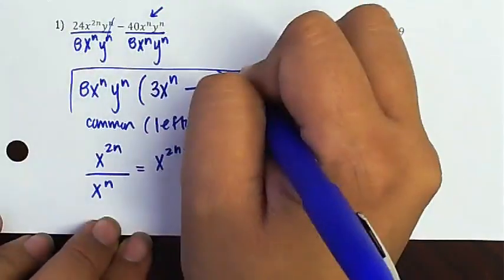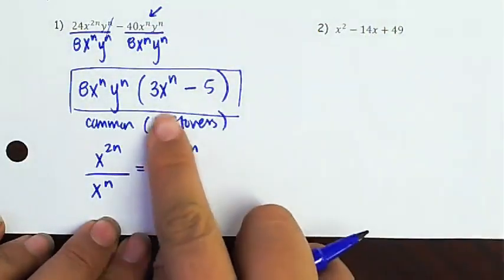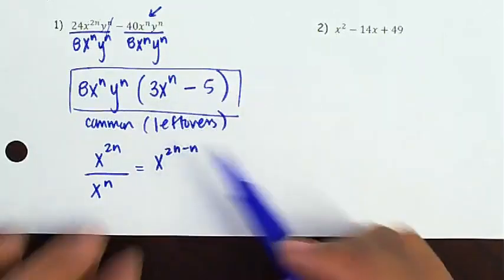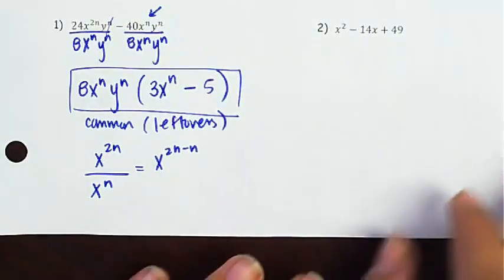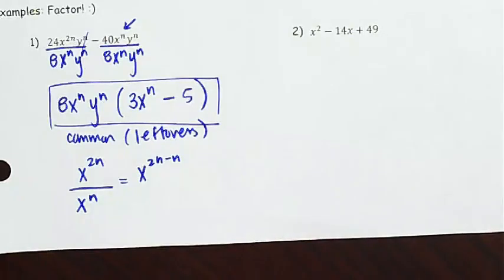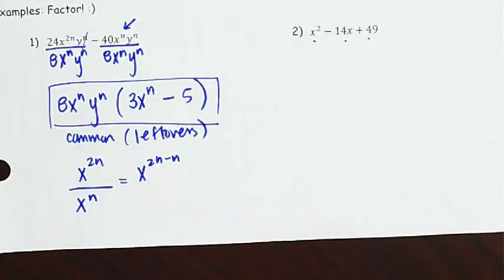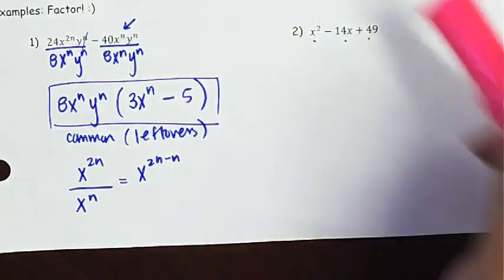At this point, you should still ask yourself if you can keep going. Inside, they have nothing in common. It's a binomial, but they're not perfect squares, so we stop. The next one. Step 1 is, what do they have in common? Nothing. Is it a binomial? No. It's a trinomial.